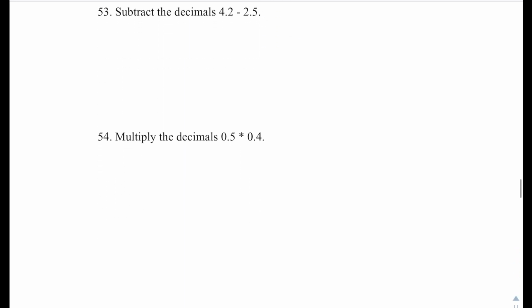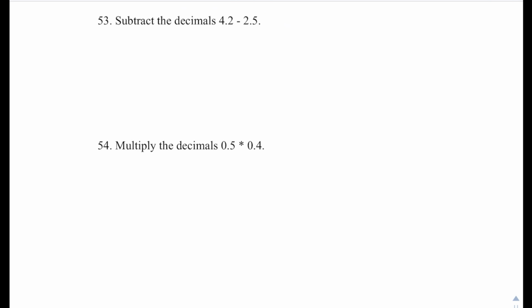Add the decimals 0.67 plus 0.48. So remember, you're going to have a calculator, but 0.67 plus 0.48 equals 1.15. So again, just plug it in your calculator. That's the answer. Subtract the decimals 4.2 minus 2.5. Again, you have a calculator. Just plug those in. It will be 1.7.